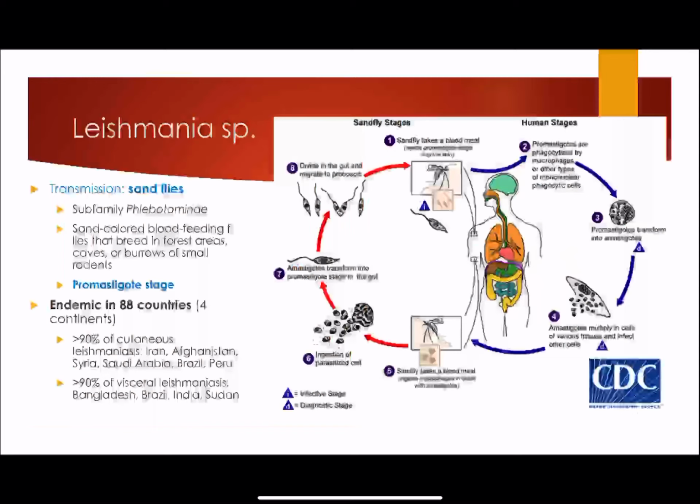It's endemic in 88 countries. More than 90% of cutaneous leishmaniasis is found in Iran, Afghanistan, Syria, Saudi Arabia, Brazil, and Peru. 90% of visceral leishmaniasis is found in Bangladesh, Brazil, India, and Sudan. So medyo Asian and Brazil. The other one is medyo Middle East and South America.